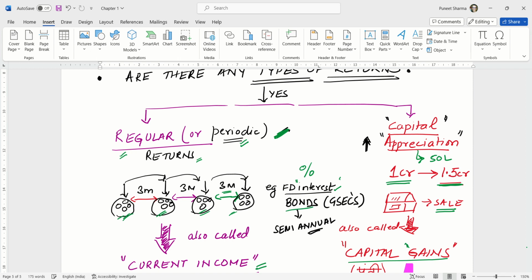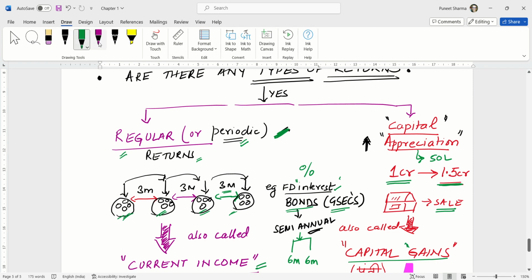Similar is the case with bonds or G-Secs, government securities. G-Sec stands for government securities. Here the returns are semi-annual. That means twice in a year, after every 6 months, you get the returns. So this is a semi-annual return. A quarterly return is what we have shown above. Semi-annual is what you get in bonds. There could be a term called annual returns. That means once in a year you get the returns.